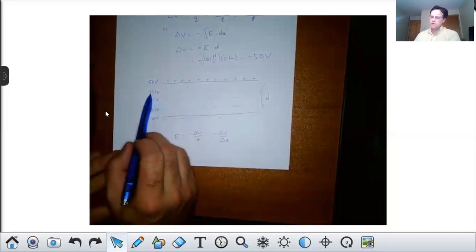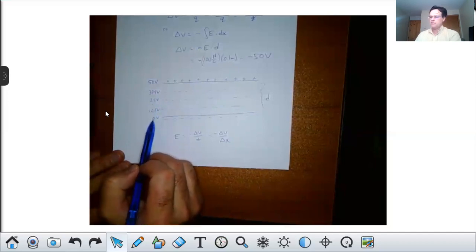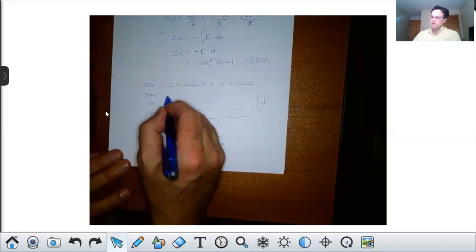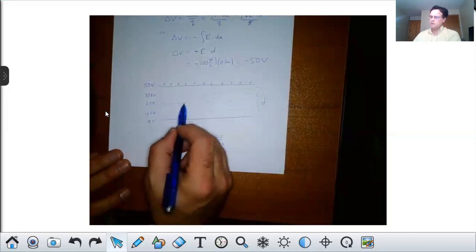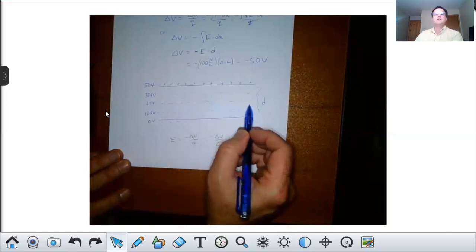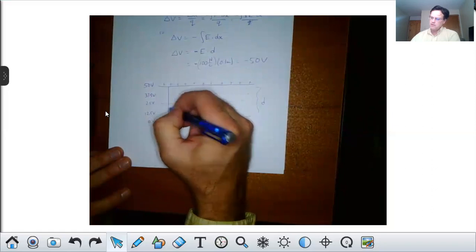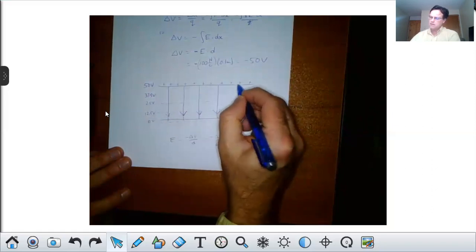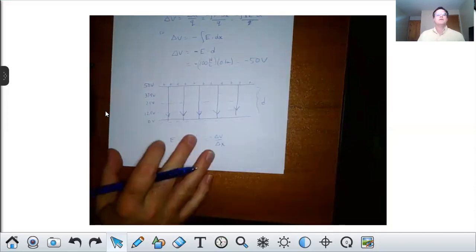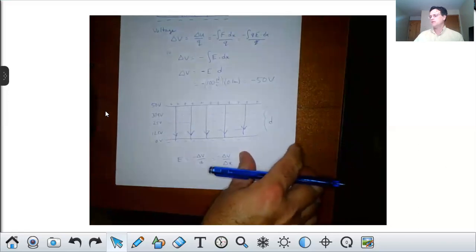So you go maybe down to 37.5. Midway between, you're at 25 volts, down to 12.5, and you finally get to 0. But these lines, where those potentials are the same, 25 volts, for example, along this line, are called equipotential lines. Now, the electric field is always perpendicular to those lines. We'll talk about that more for point charges.